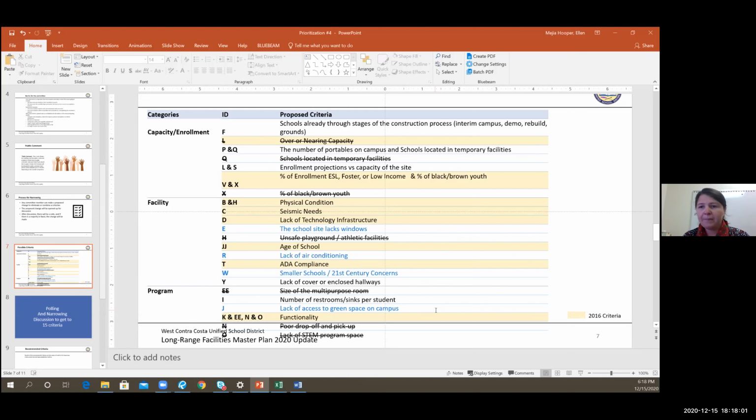I see, Karen, you've got your hand up. Yes, that was my addition to this, the smaller schools and 21st century concerns. What I really meant was environmental concerns, sociological concerns, like smaller pods, smaller groups of children in one place, and the potentiality of dividing a school, a campus being divided so that it has pods that are smaller, epidemiological concerns and environmental, all of those kinds of things that we're looking at for the first time ever, really, right now in COVID.